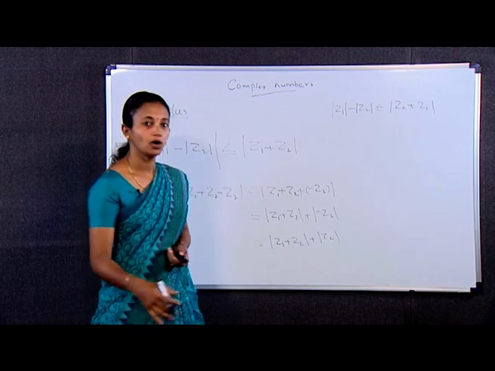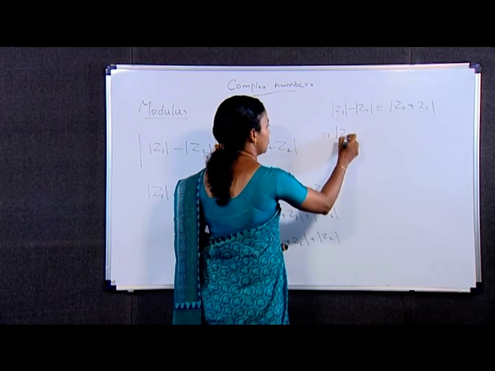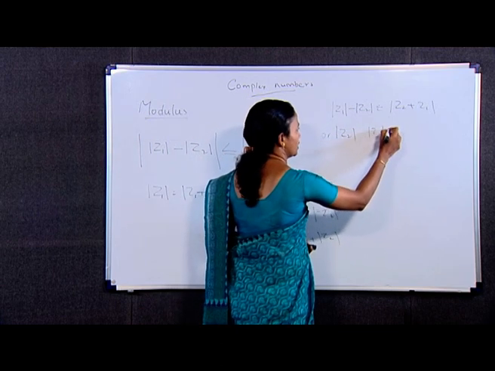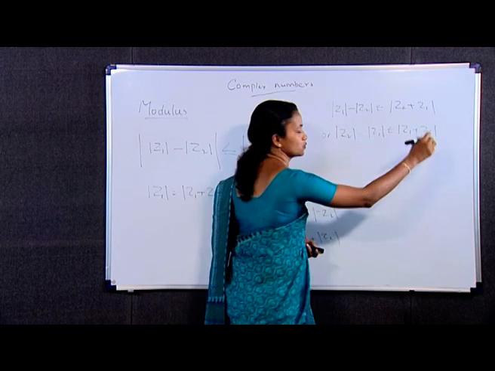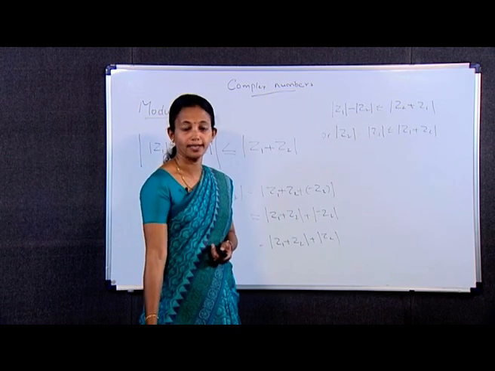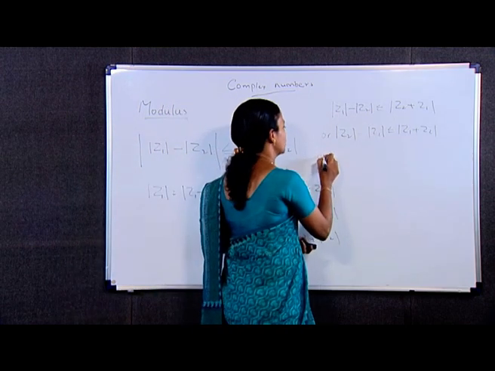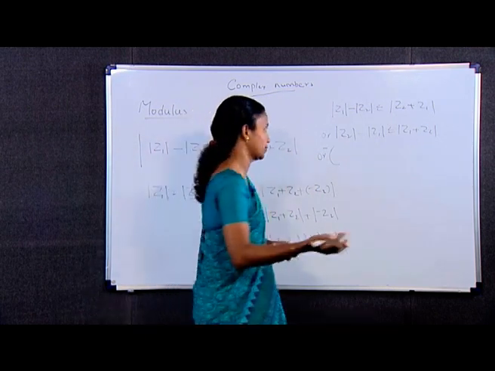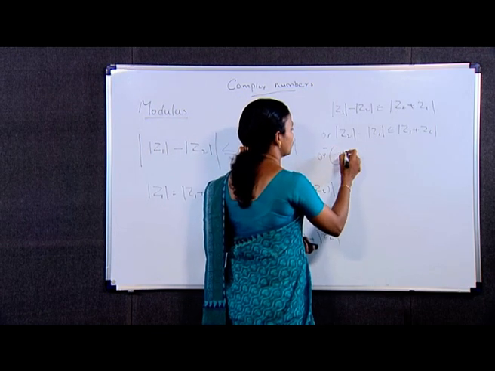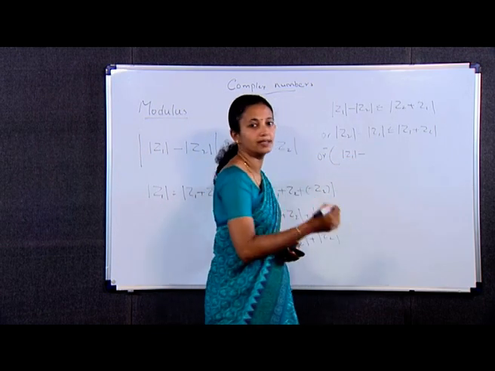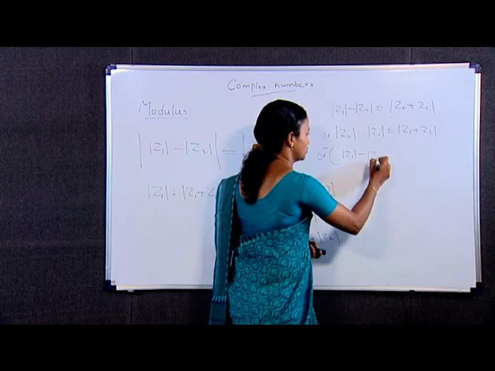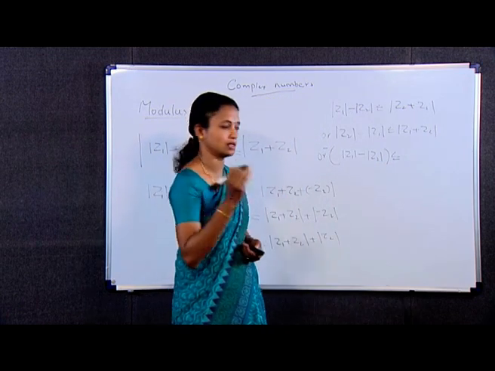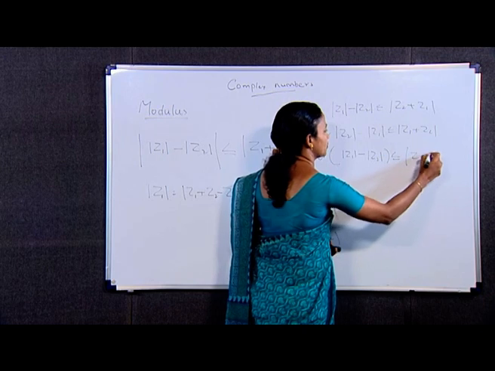Or you can write mod Z2 minus mod Z1 is less than or equal to mod Z1 plus Z2, or you can write minus of mod Z1 minus mod Z2 is less than or equal to modulus of Z1 plus Z2.